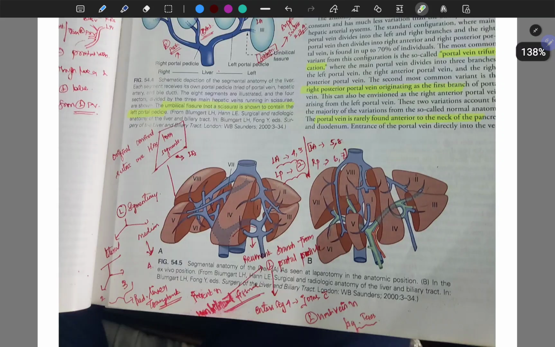If they ask you about liver anatomy, the Couinaud segments of the liver, just remember this. The liver is divided into right and left lobes by Cantlie's line.